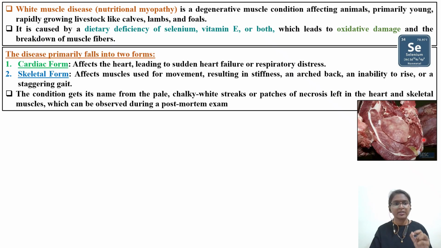Okay, let's come back to the topic selenium. The disease primarily falls into two forms, that is cardiac form and skeletal form. So it is going to affect two important organs. One is the heart, another is muscle. Okay, how is it affecting the heart?